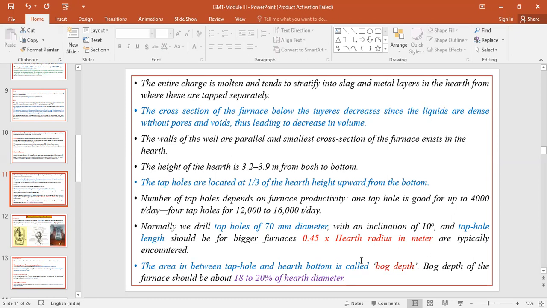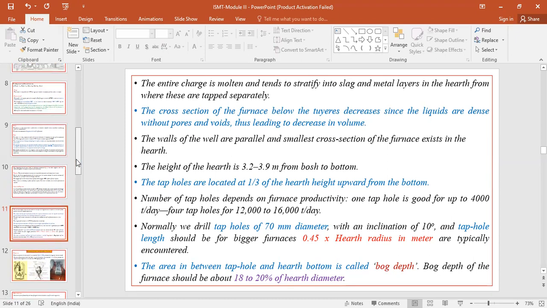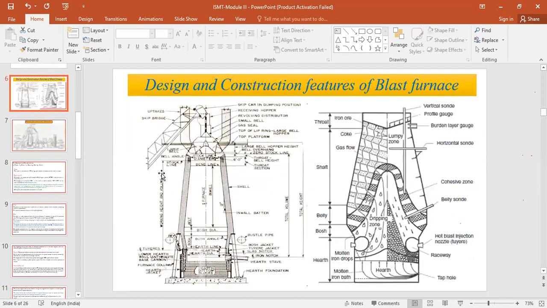The area in between the tap hole and the hearth bottom is called the wall depth. And the wall depth of the furnace should be about 18 to 20% of the hot metal. So that is the distance between the tap hole and the hearth. If this is the tap hole, then this distance is called the wall depth.